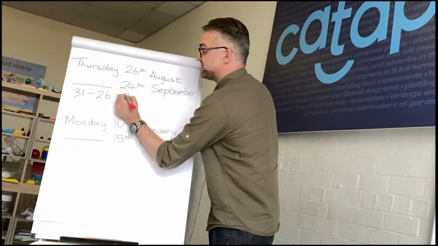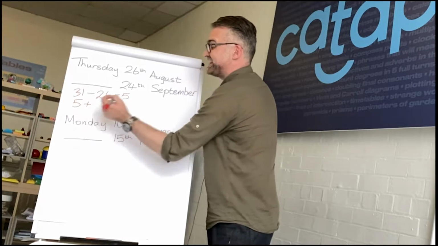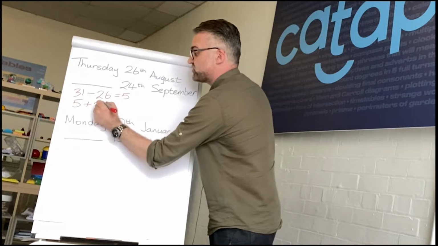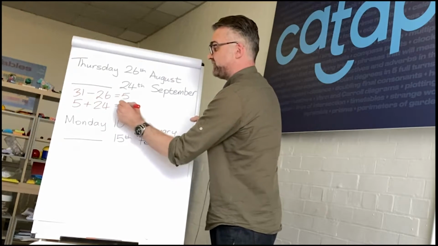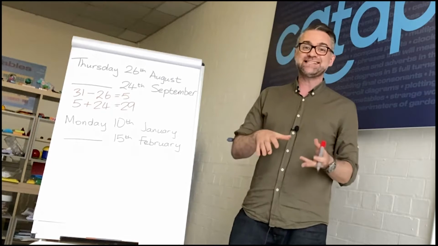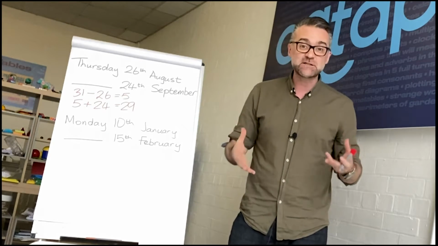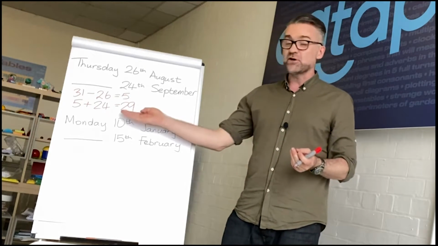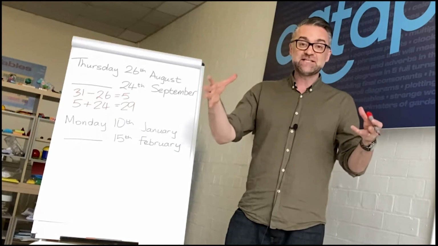So 31 take away 26 is 5. You take that 5, and then you add on the date in September that you're trying to reach. So 5 plus the 24 gives us 29. So there are 29 days between these 2 dates, and your child will know there are 7 days in a week, and there are 29 days here to be split into groups of 7.